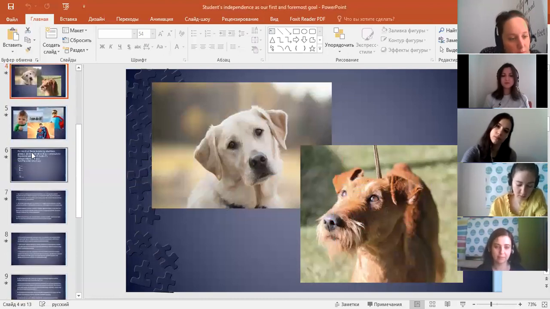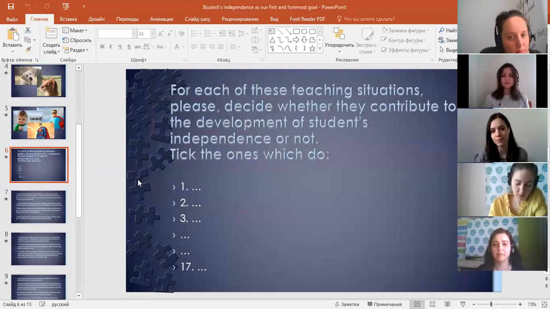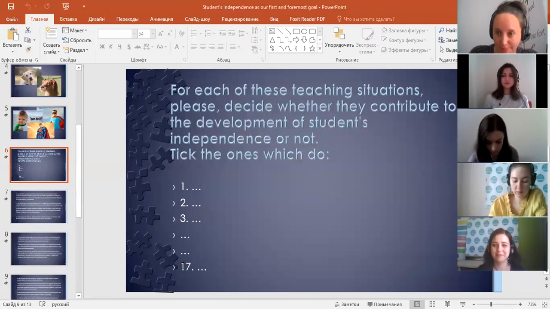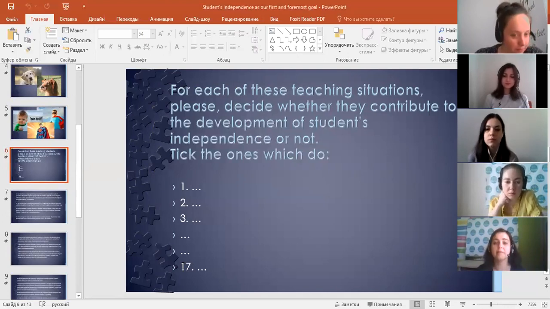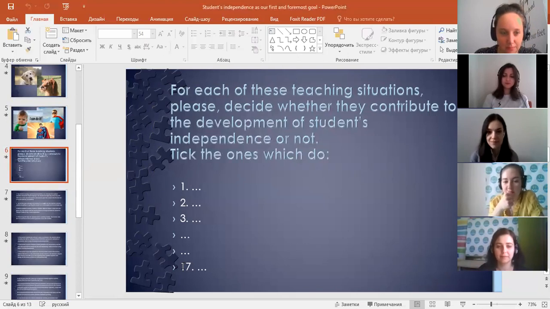Well, we're going to analyze a lot of situations. There will be teaching situations. And you, not me, will decide; I will be silent. You will need to decide whether they contribute to the development of students' independence or not. Frankly, most of these situations are taken from the lessons I've observed in this school. Most of them, not all of them, but many of them, and we've talked about them with many of you.